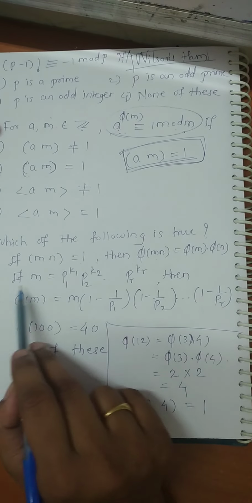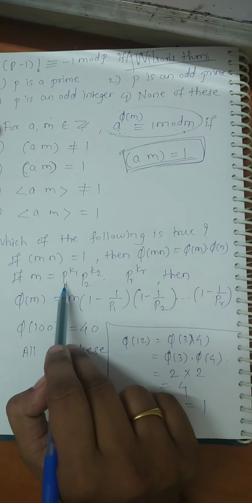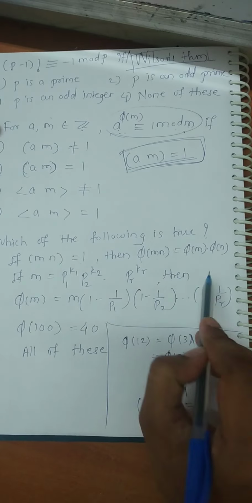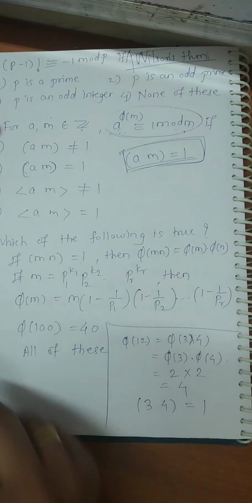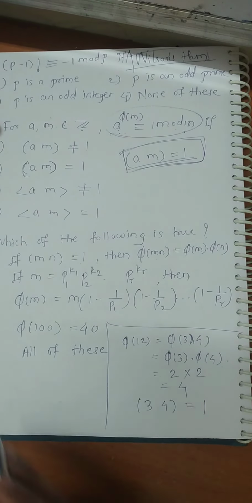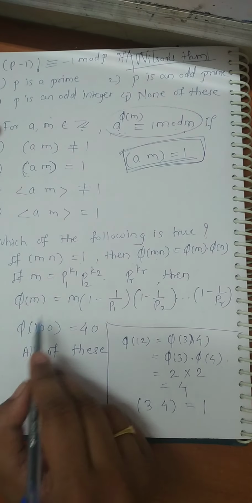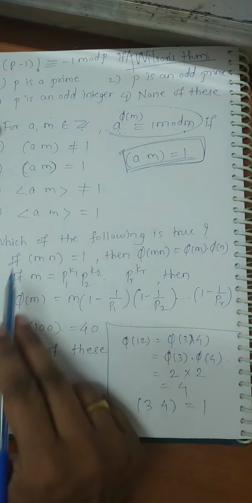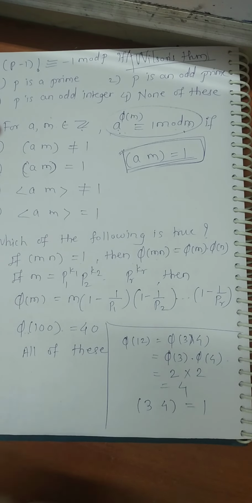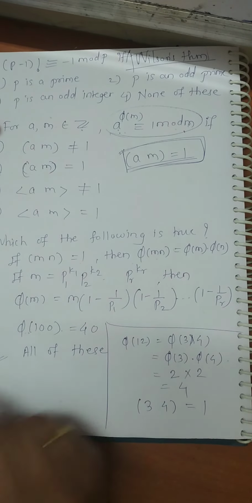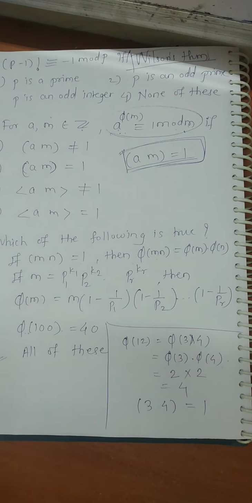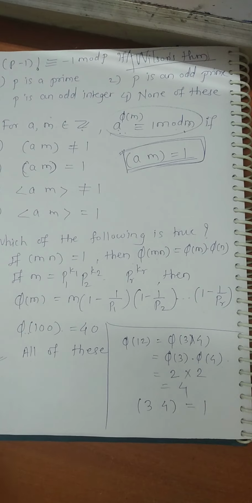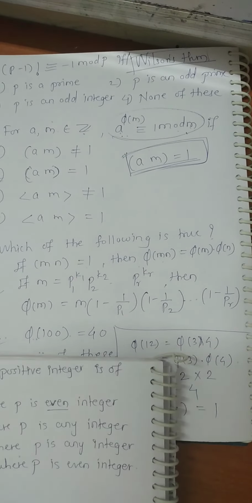Next, if m is equal to p1 to the power k1, p2 to the power k2 up to pr to the power kr, then this is the formula to find the Euler phi function. If you solve by this formula, you will get phi of 100 is equal to 40. So all the above three options are correct. So option 4 is the correct option. All of these are correct. Okay, next MCQ.